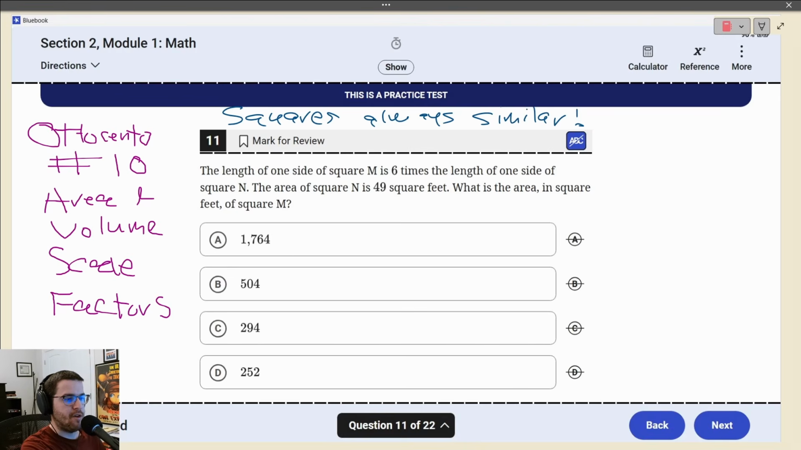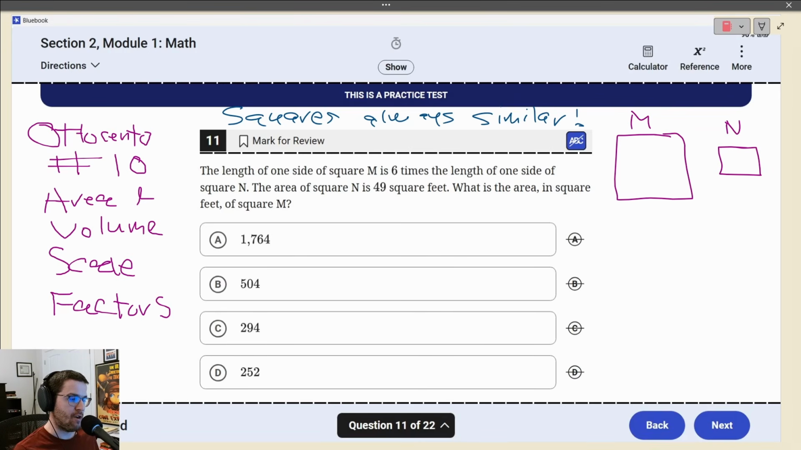So we can use scale factors. It says square m is 6 times the length of square n. So it kind of sounds like square m is the bigger one. I'm just going to make a little sketch here. It doesn't matter. Square m will be the big one, and square n will be the small one, because square m is 6 times as big.